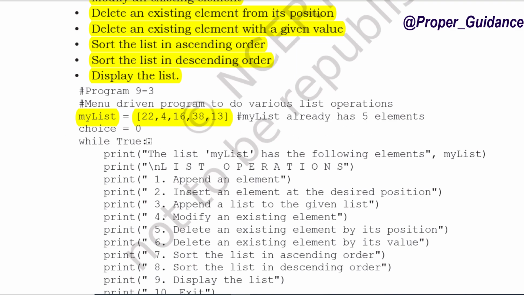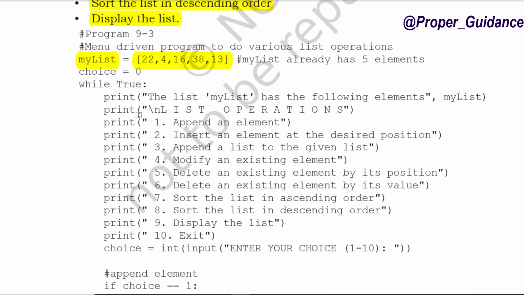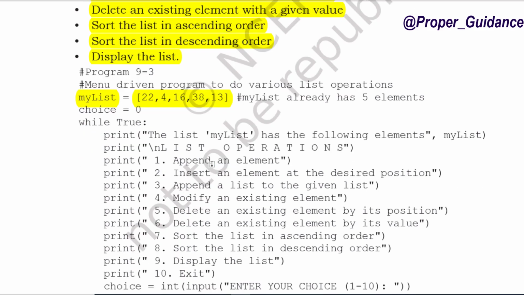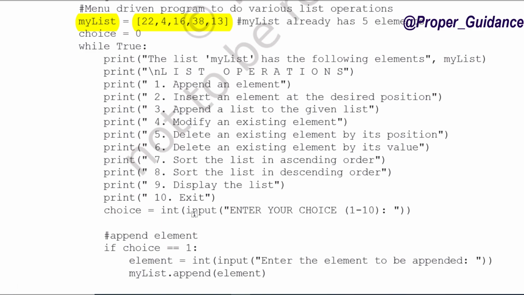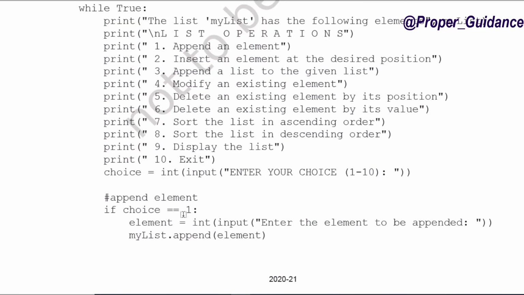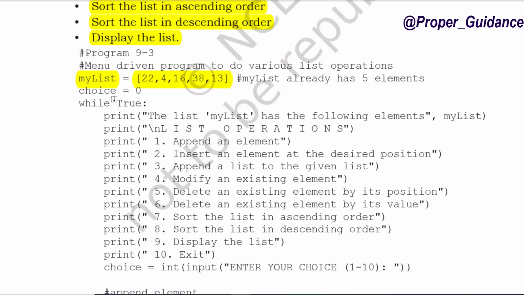choice = 0. While True, print the list: my list has the following elements, my_list. Print list operations. First one, these operations are printed like this one, append an element, insert an element. Please go through, and up to 10, that is exit. And choice = int(input("Enter choice")). Choice, for choice, there is 0.